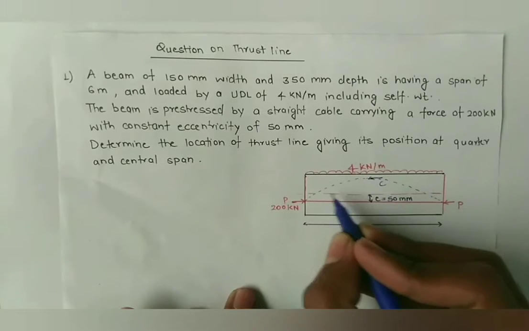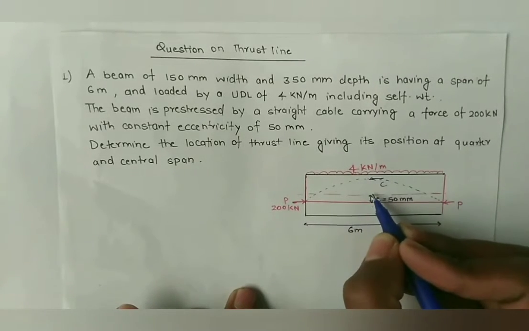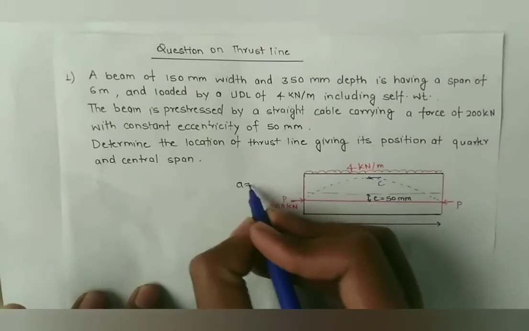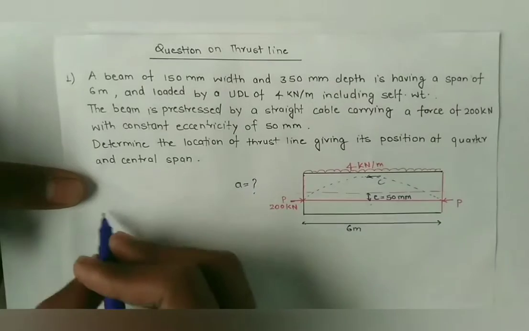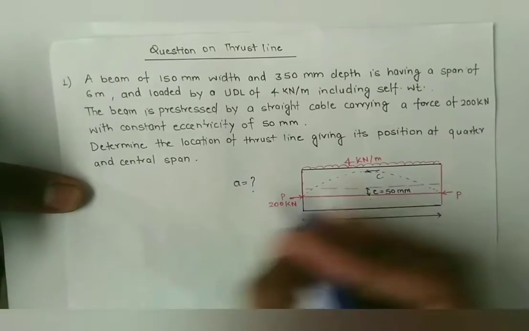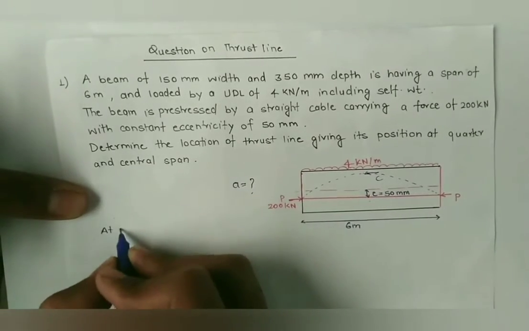So basically we have to calculate the location of C at every span. Here C will be acting here. So we will calculate the value of a at every position. If we can calculate the value of a, we will easily draw the C line. So what we have to calculate here is the value of a. Now how will we write the stresses at top fiber at mid span?